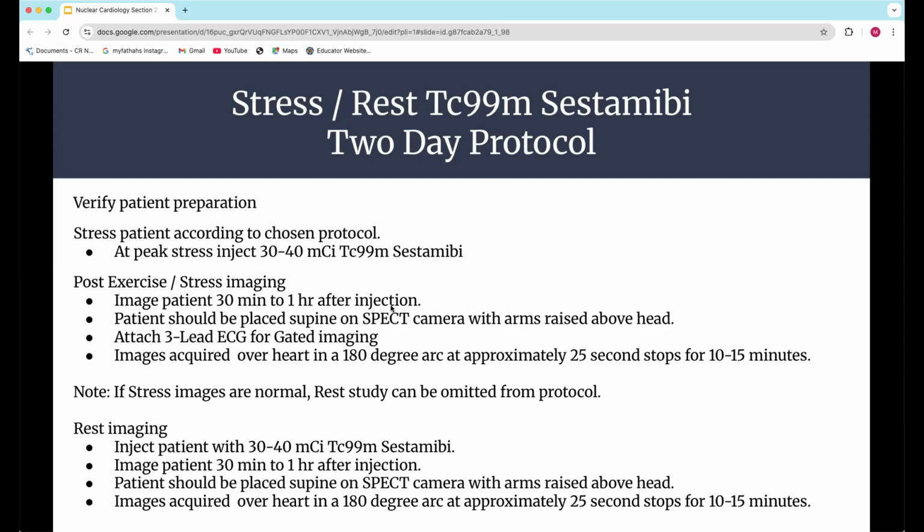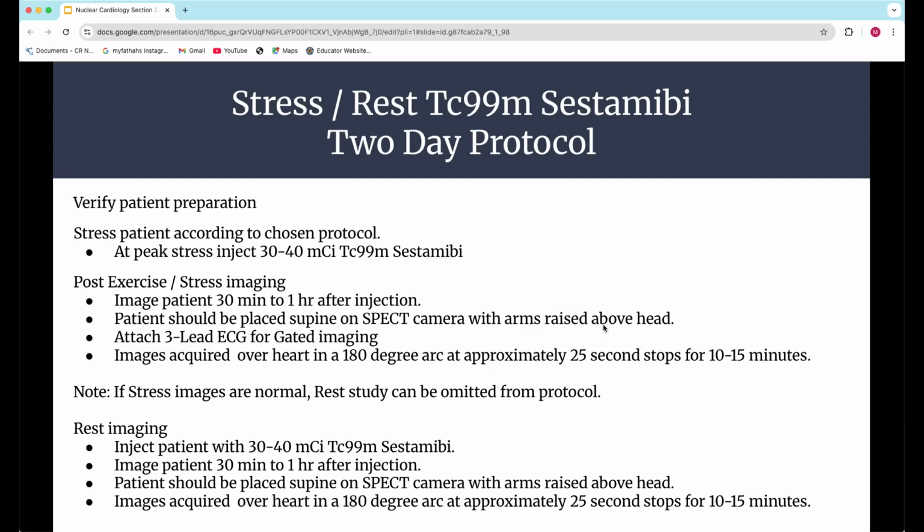Again, remember the reason we wait is because we have to worry about that gut uptake with sestamibi. So we want to make sure that that gut has a chance to clear out, that hepatobiliary clearance, which took somewhere between 45 to 90 minutes, right? So 30 minutes to an hour later is roughly about it. And then we image the same way.